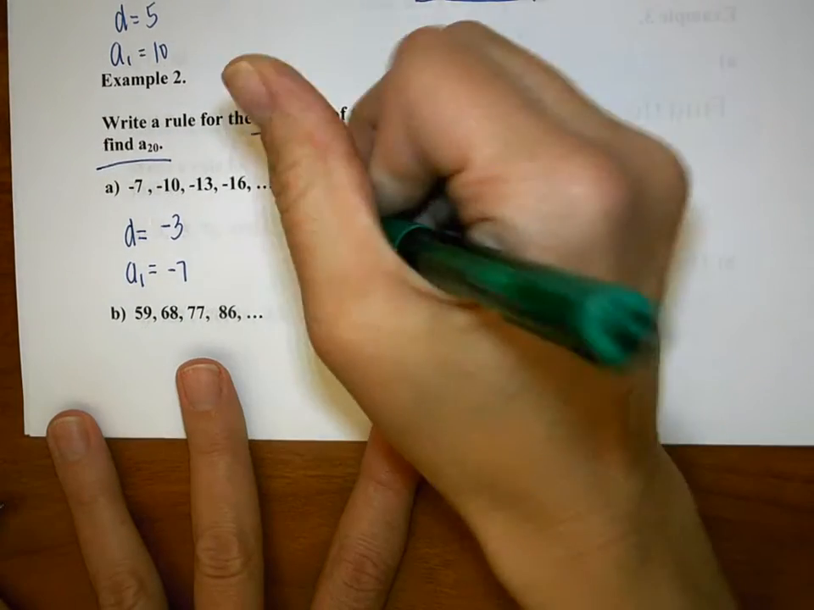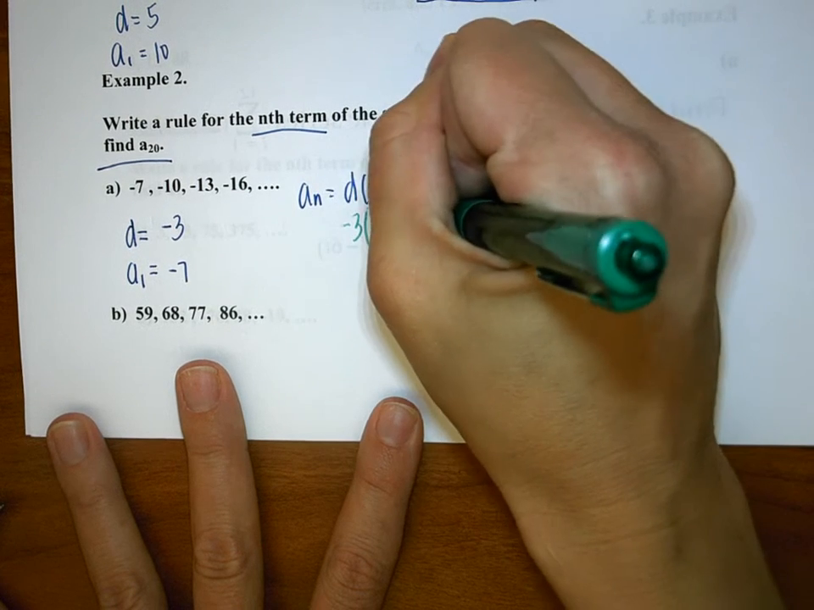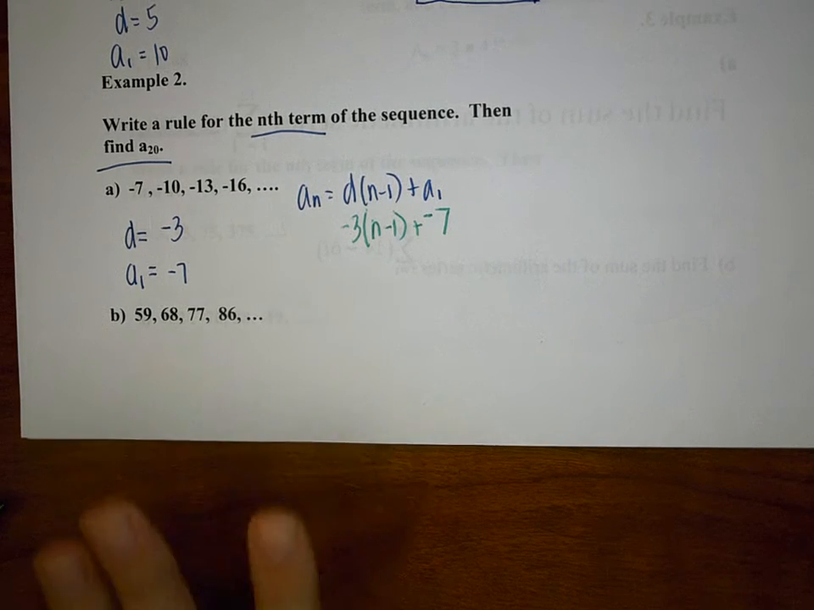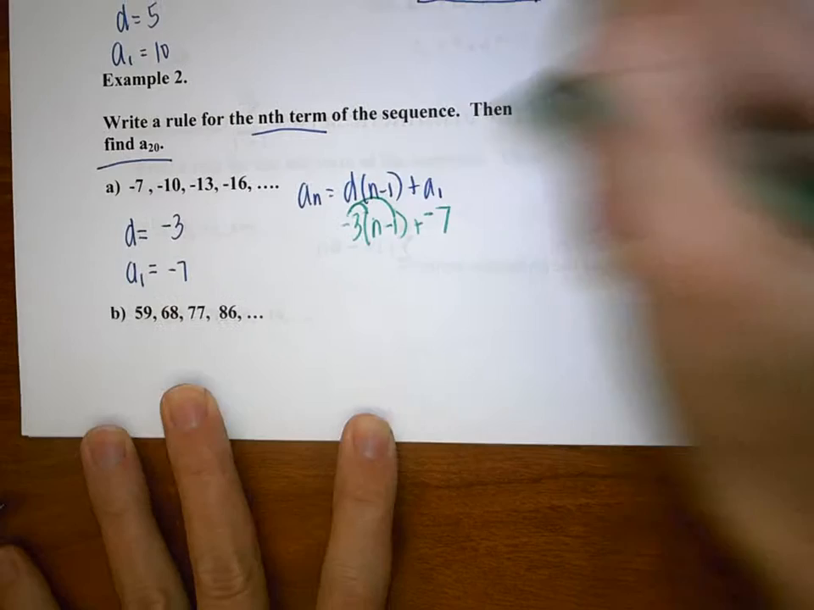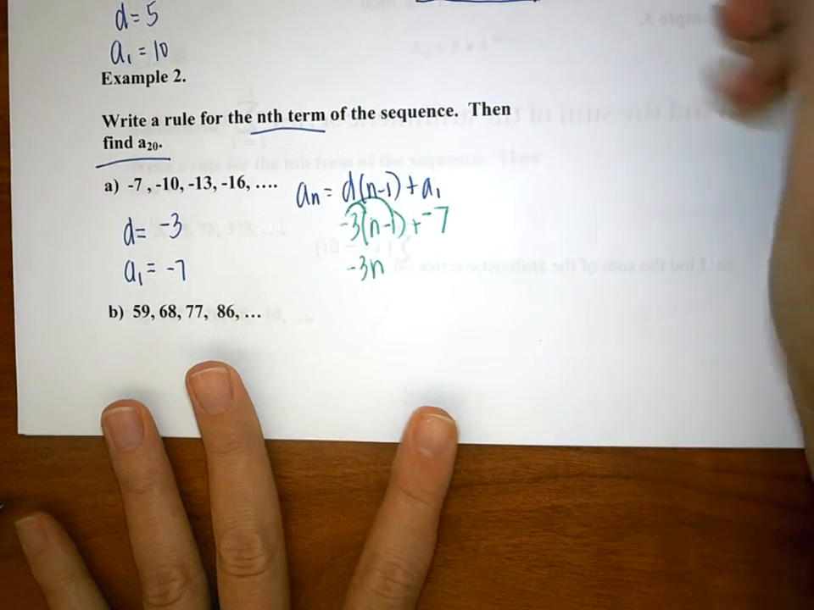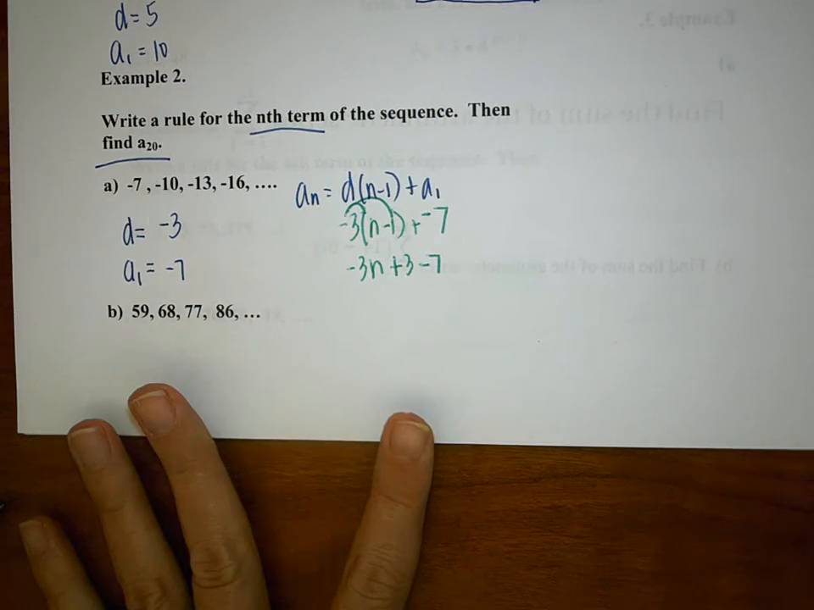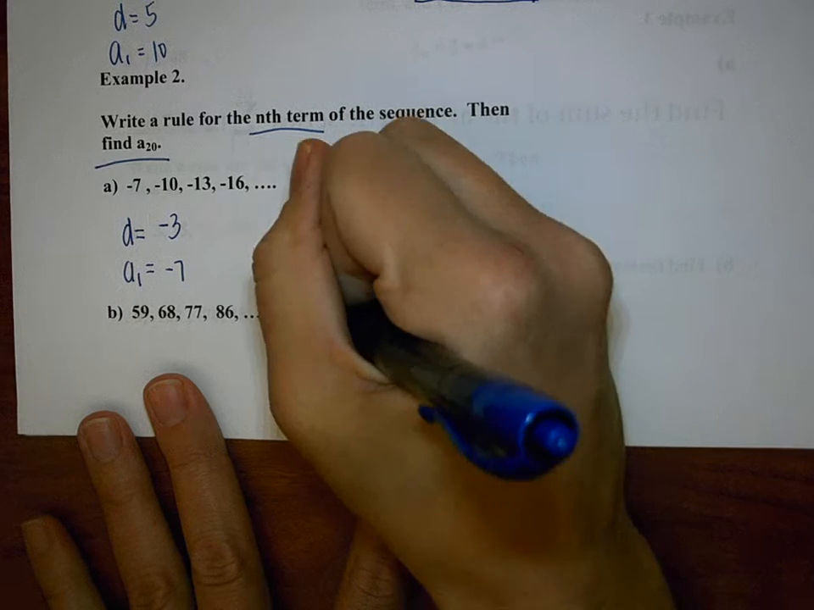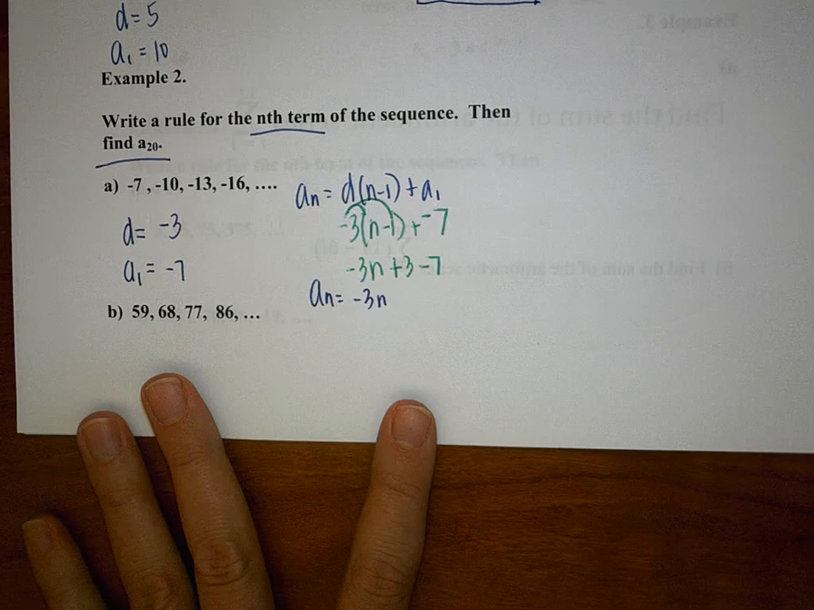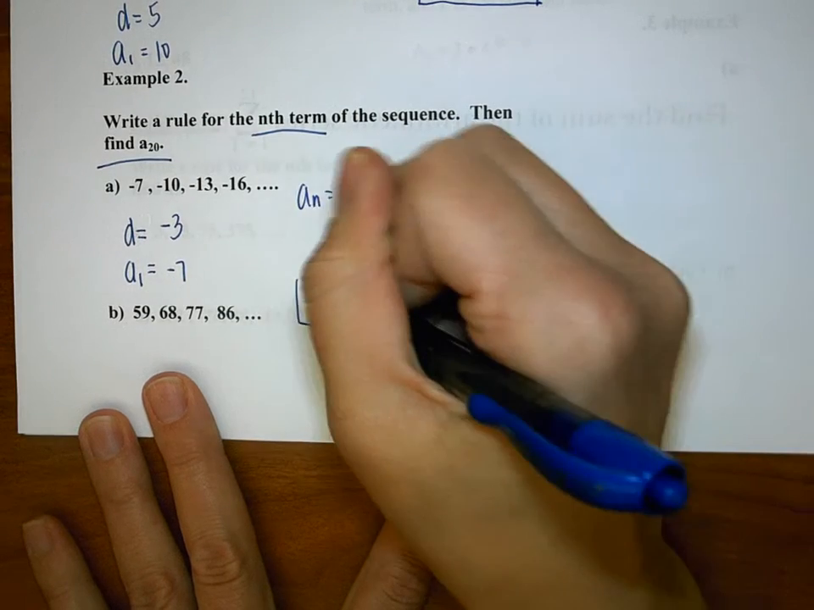We have negative 3 parenthesis n minus 1 plus a negative 7, or you could just put minus 7. We're then going to simplify. So we're going to multiply negative 3 through here. So we get negative 3n. Negative 3 times negative 1 makes a positive 3, and then I still have a minus 7. And then we'll simplify, and I get a sub n equals negative 3n, and then 3 minus 7 is negative 4. So here's my formula. Here's my nth term.